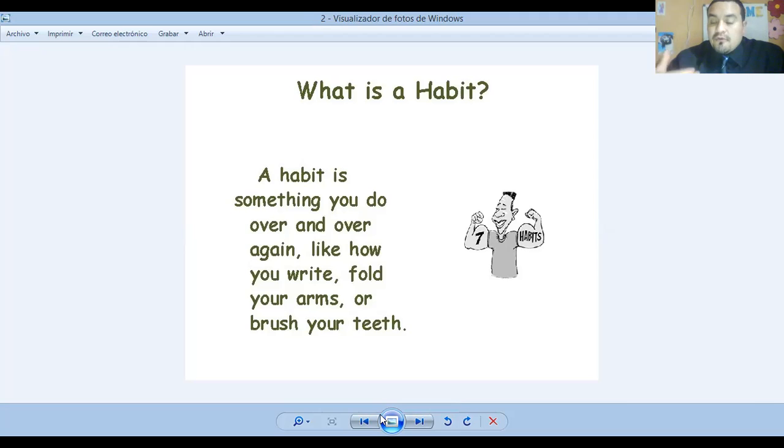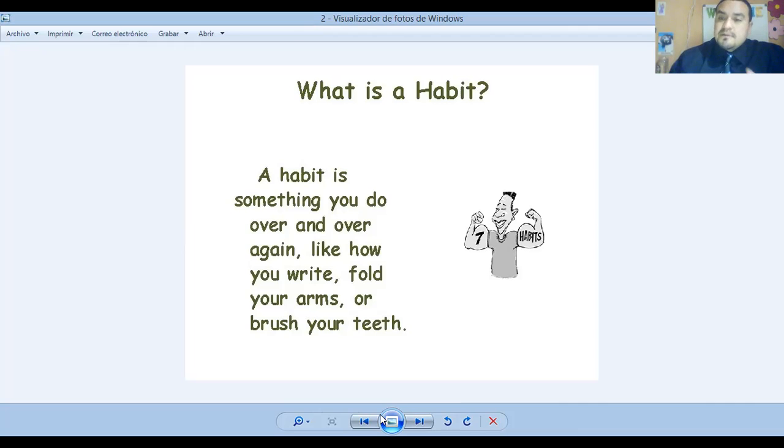So in order for an action to be called a habit, it has to be repeated, right? You cannot say, for example, that you do an activity today and then you don't do it tomorrow or the day after tomorrow, and you can call that a habit. No, in order for it to be called a habit, it needs to be repeated regularly, like every day possible. So it's an activity that has to happen regularly.